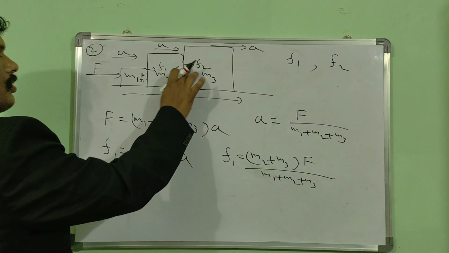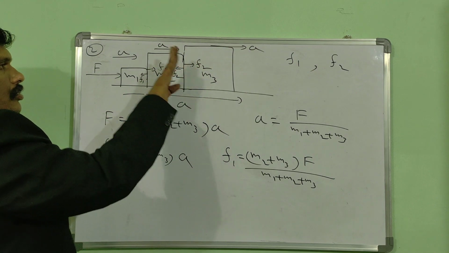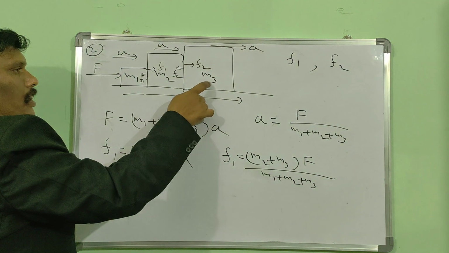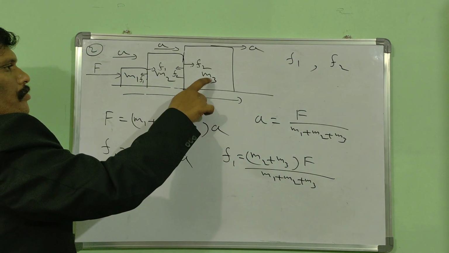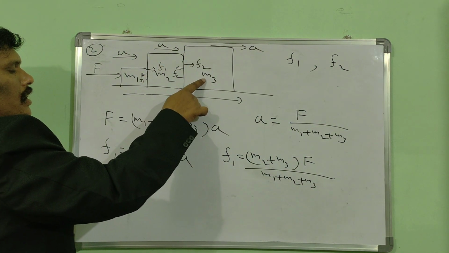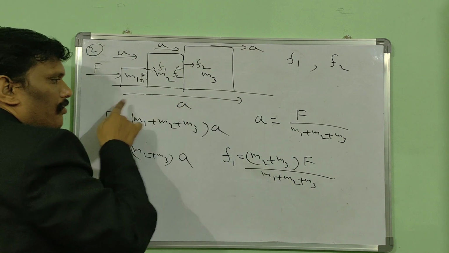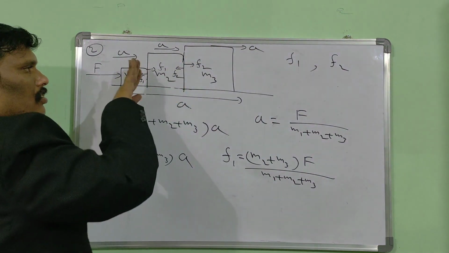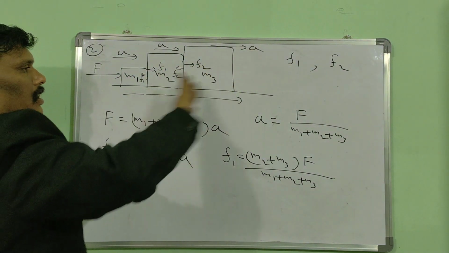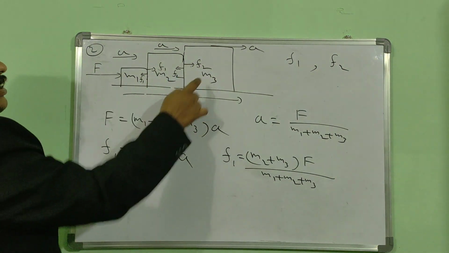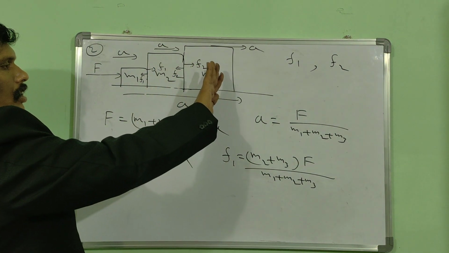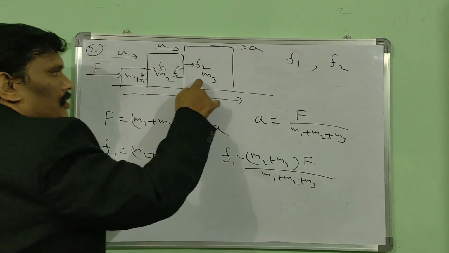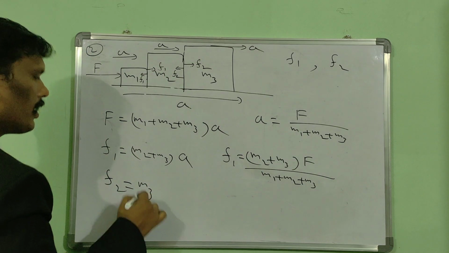So this contact force F2 pushes only one mass, M3. I need to verify in the direction of motion, in the direction of acceleration. So how many masses does this contact force push in the direction of acceleration? Only one mass, that is M3. So F2 pushes M3 only. That's why M3 into its acceleration A.